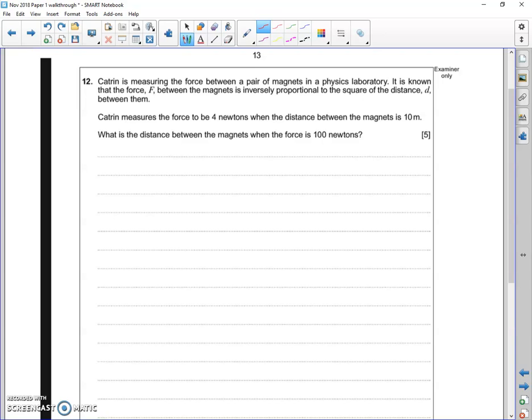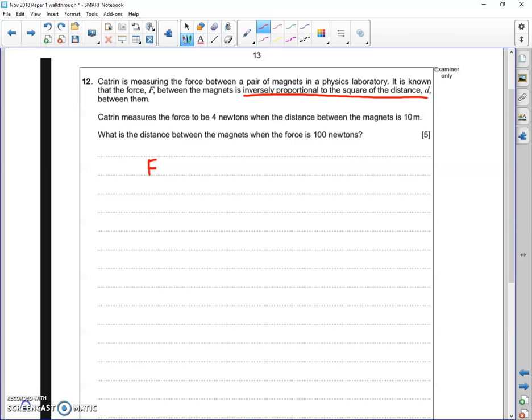Okay, question 12. Catherine's measuring the force between a pair of magnets in a physics lab. It is known that the force F is inversely proportional to the square of the distance. So this is probably about as bad as it's ever going to get on a proportion question.